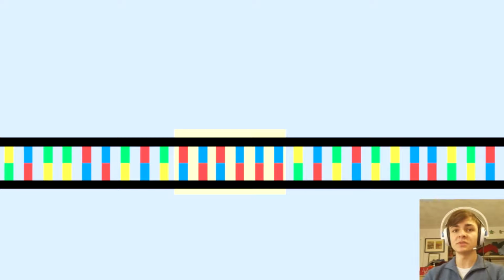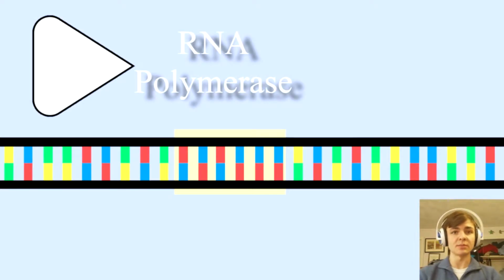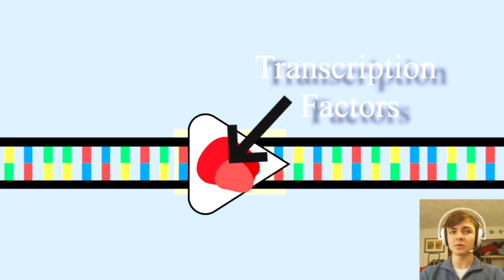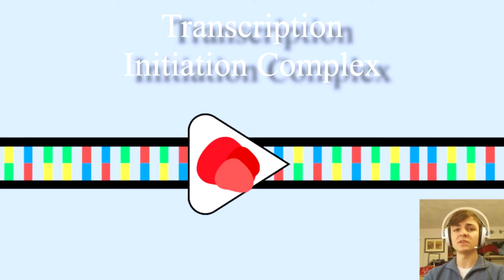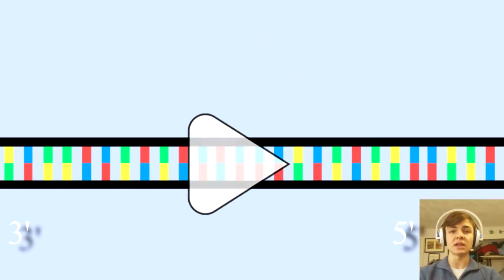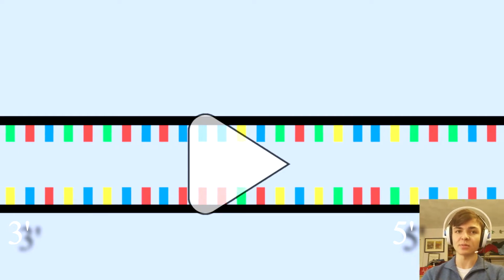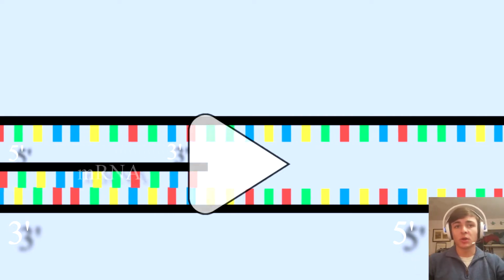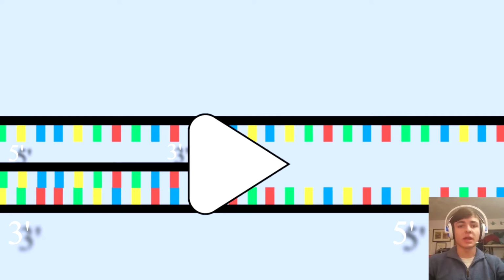The molecule that produces the mRNA strand is called RNA polymerase. RNA polymerase binds to the promoter with help of proteins called transcription factors. The combination of these molecules is called the transcription initiation complex. Once RNA polymerase is bound to the DNA, it pries open the double helix and adds complementary nucleotides to the template DNA strand. Eventually, RNA polymerase will code for a polyadenylation signal, or AAUAAA. This marks the end of the transcript and releases the mRNA.